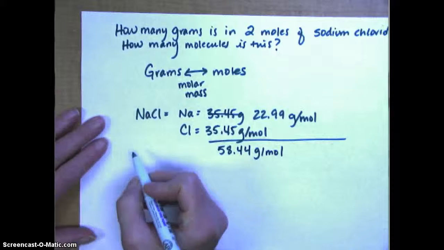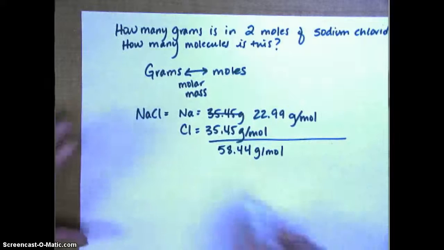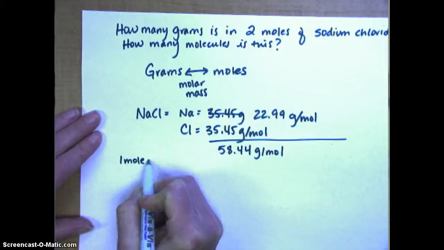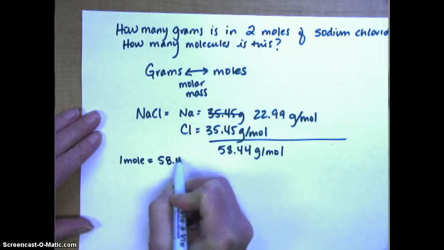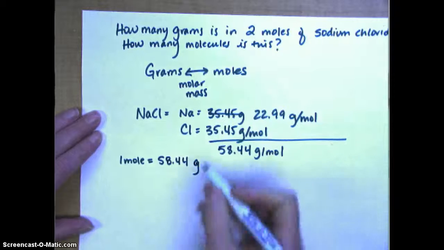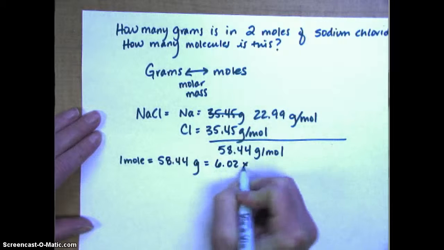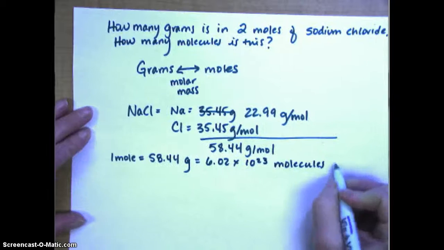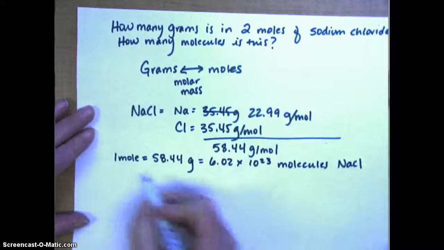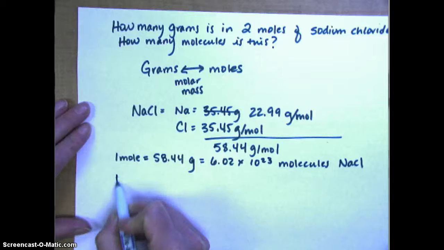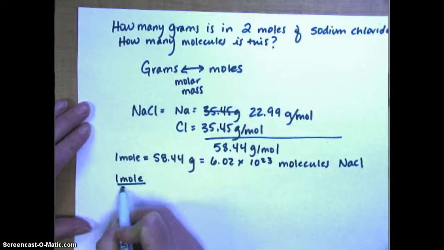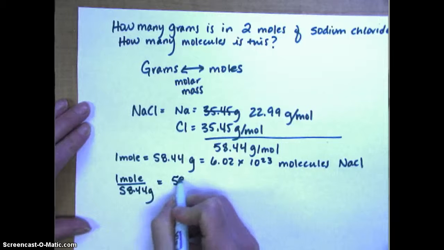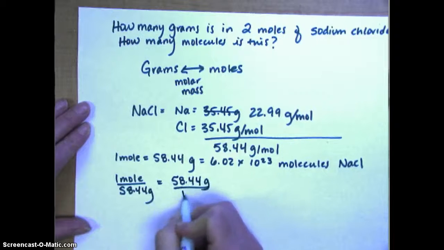So what does this mean? That means if it's 1 mole, then we can set it up as a ratio. 1 mole we know equals 58.44 grams, and that also equals 6.02 times 10 to the 23rd molecules of NaCl. So we can set up the first ratio as 1 mole equals 58.44 grams. And that's the same thing as saying 58.44 grams is 1 mole.